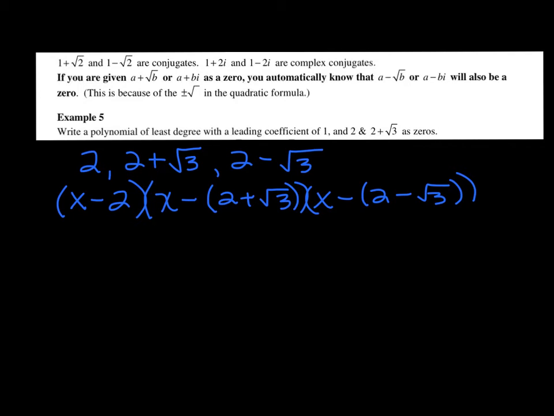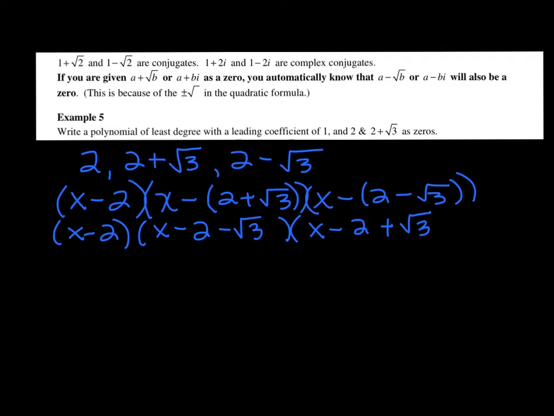But first I'm going to do a little math that we know. We have x minus 2. This is going to give me x minus 2 minus radical 3. And this is going to give me x minus 2 plus radical 3. And I'm going to show you something here. I'm going to put some parentheses around the x minus 2. Because remember, based on properties of algebra, I can parenthesize and do this in any order that I want.